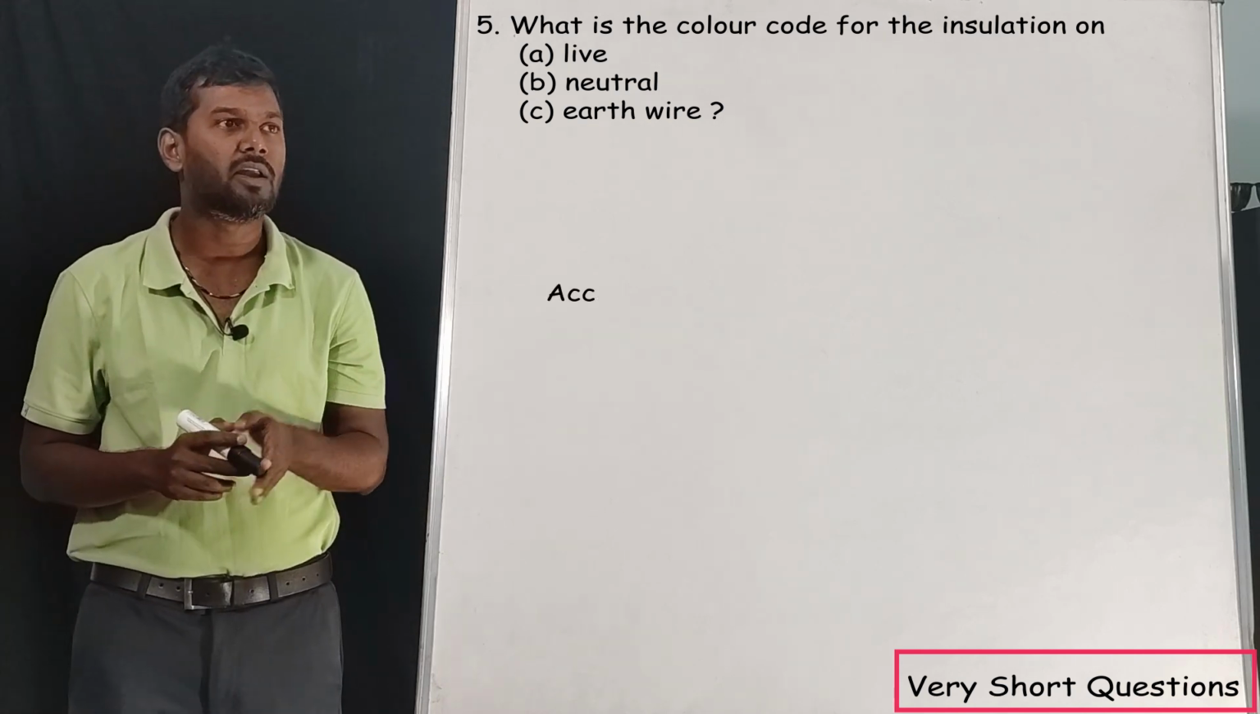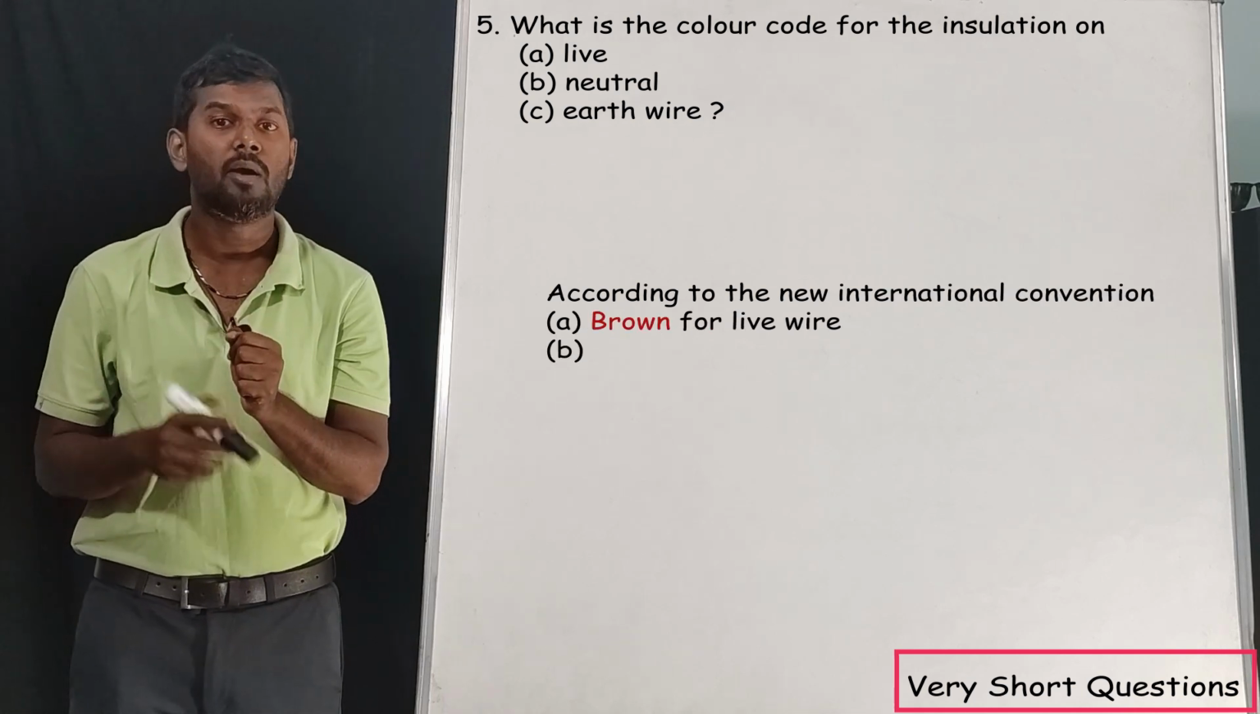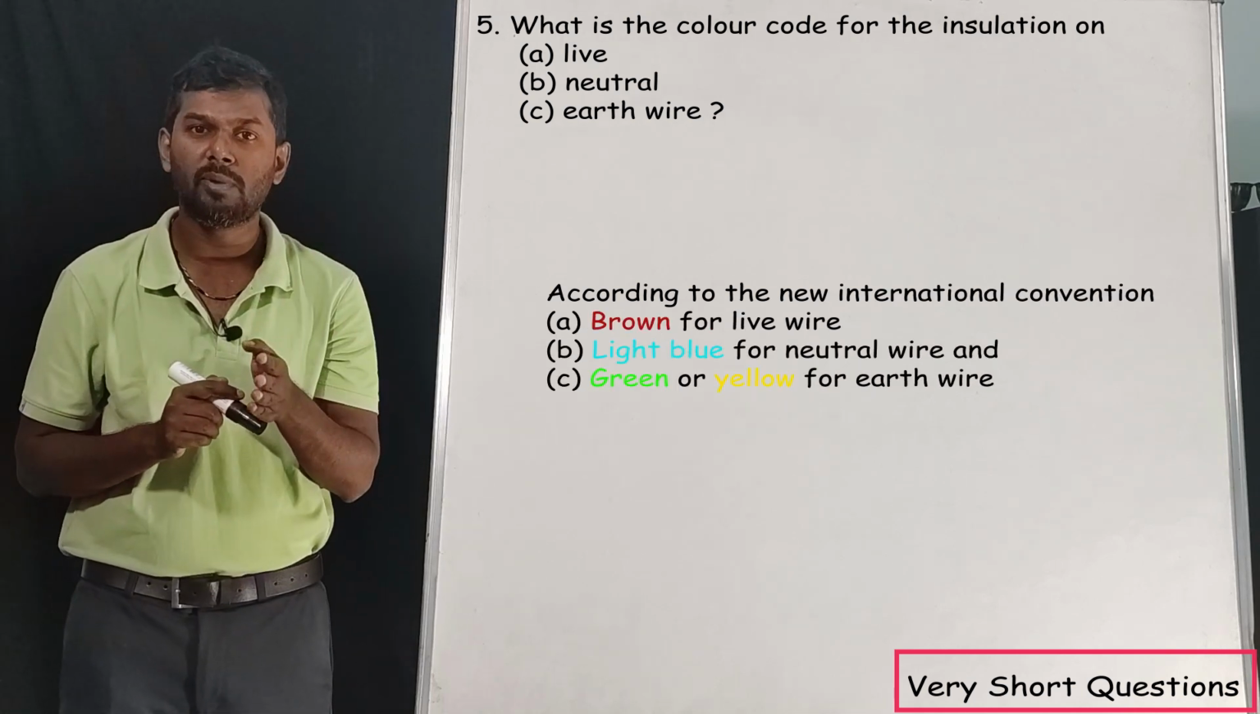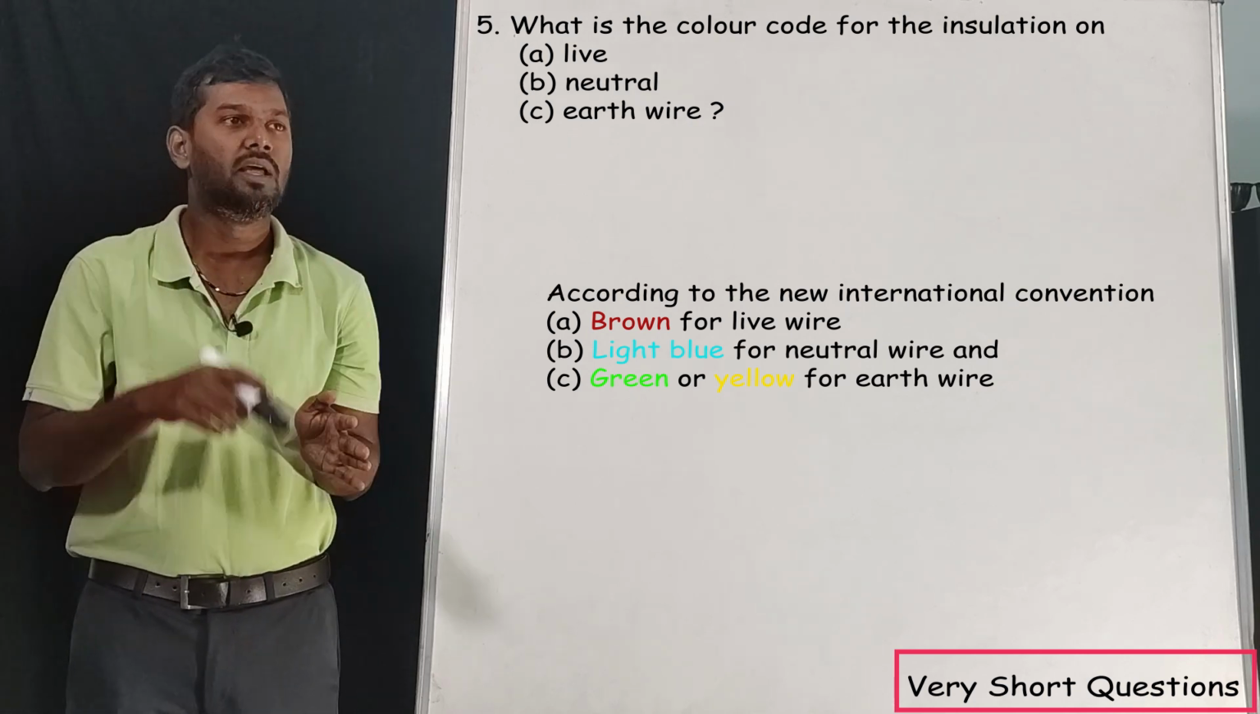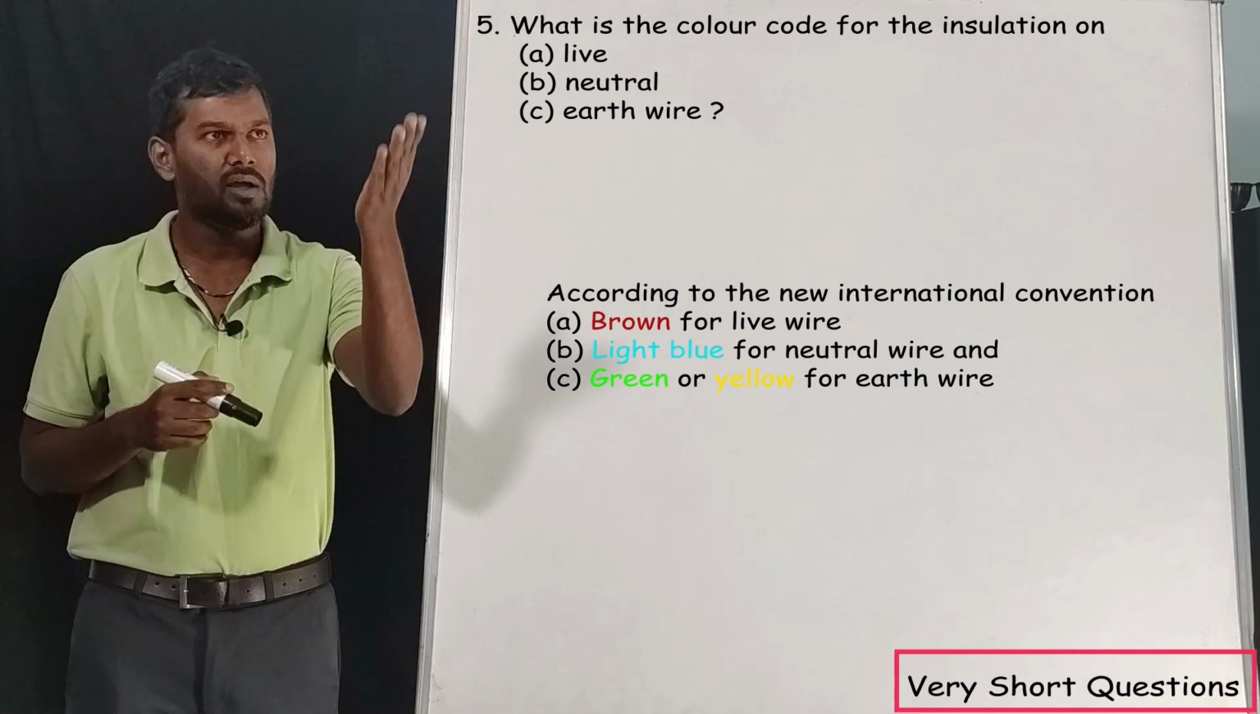For live wire, it has to be brown color. The neutral wire will be light blue and the earthing will be yellow or green. These are the color codes for different wires.